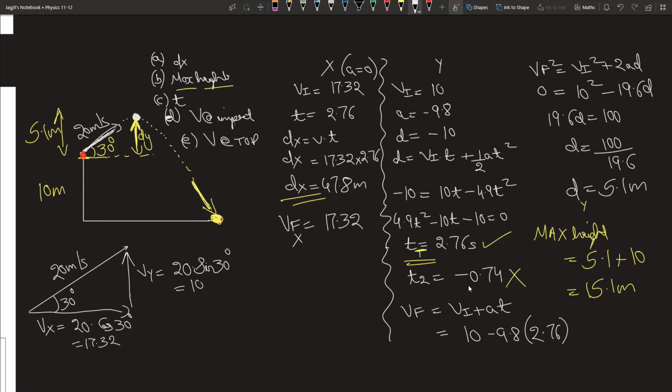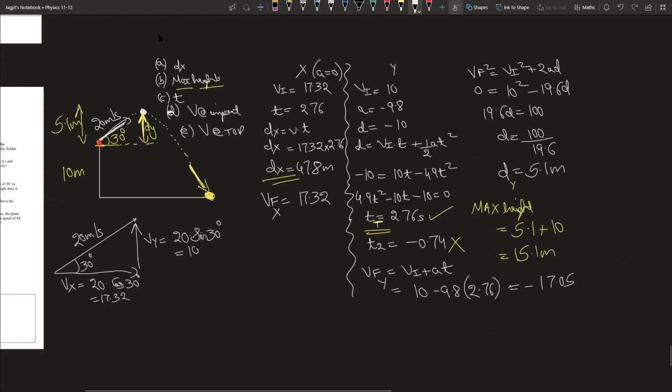So let's punch it in. 10 minus 9.8 times 2.76. How much is that, folks? Negative 17.048. Just 1 second. Negative 17.048. Excellent. So roughly we can say negative 17.05. Now that's velocity final's Y component. We got the velocity final X component and velocity final Y component.